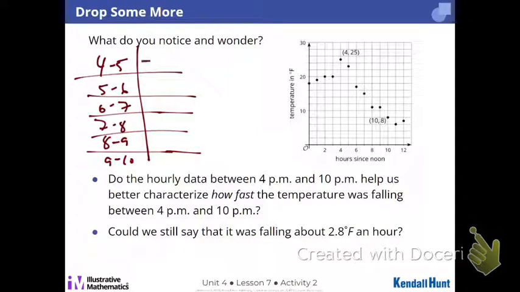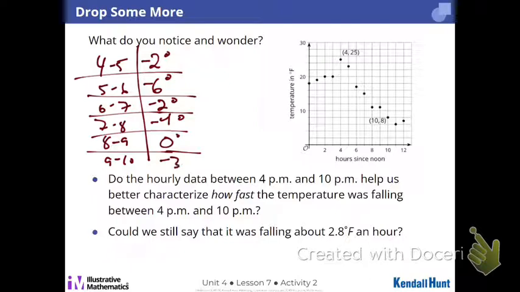Down 2. 5 to 6. Down 6. 6 to 7, down 2. 7 to 8, down 4. 8 to 9, doesn't change. 9 to 10, down 3.